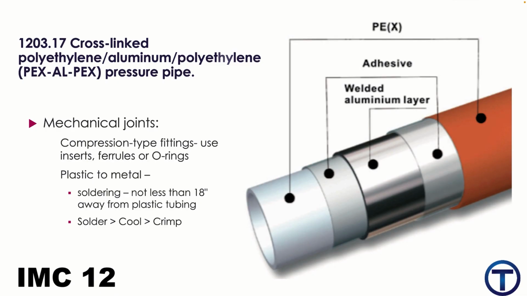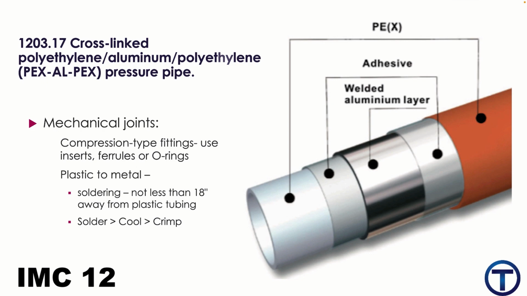This gives us PEX on the inside, PEX on the outside, with a welded aluminum layer in between those two layers of PEX. These can be combined with mechanical joints just like the other PEX, as we've already talked about. Keep your soldering away from the plastic, solder, cool, and crimp.